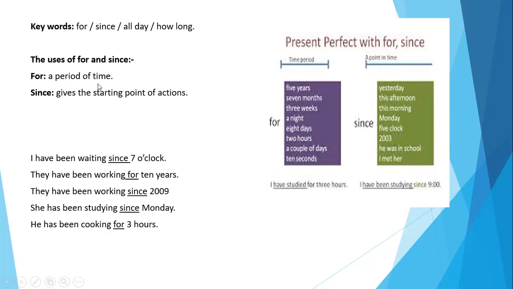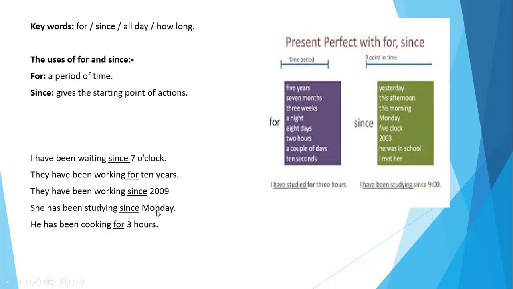Here it gives me the length of time. Here it gives the starting point of the action, when the action started. Let's read this example to know the difference between them. I have been waiting since 7 o'clock. They have been working for 10 years. For 10 years, but since when? Not specified. They have been working since 2009. A specific year. So we put since.